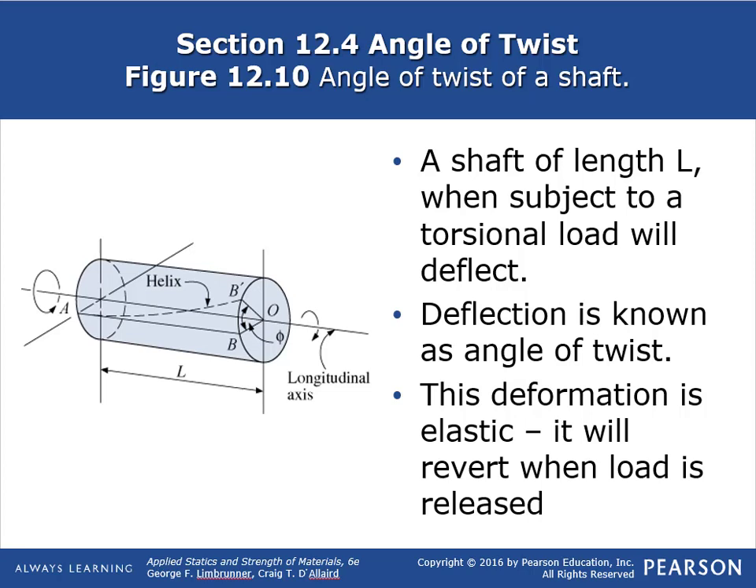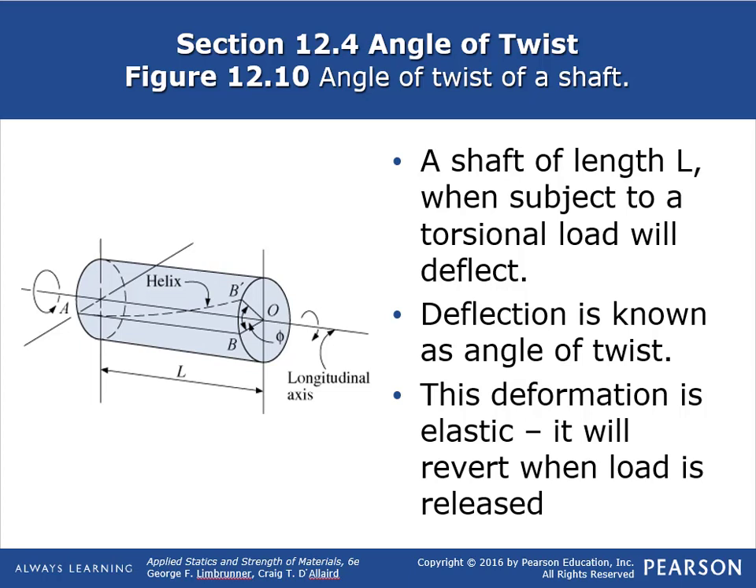Hello, this is the second part of the lesson on torsion in circular sections. We're going to start with the angle of twist in a shaft. Similar to what we talked about in the last lesson about strain, you get elastic deformation due to torsion in shafts.